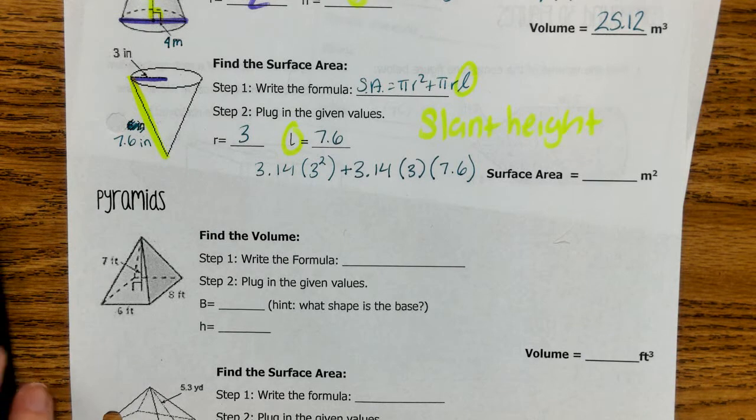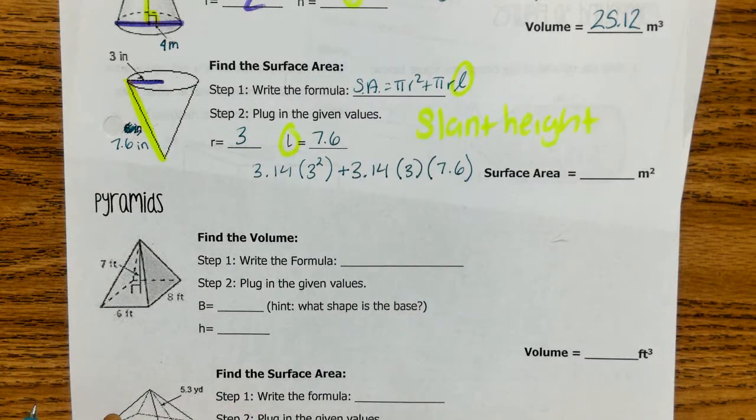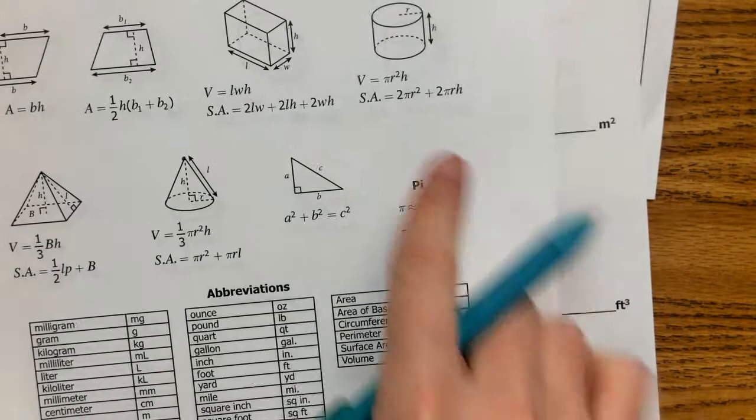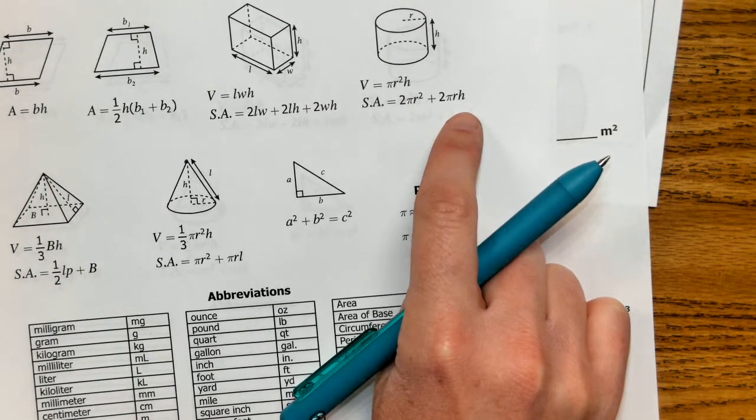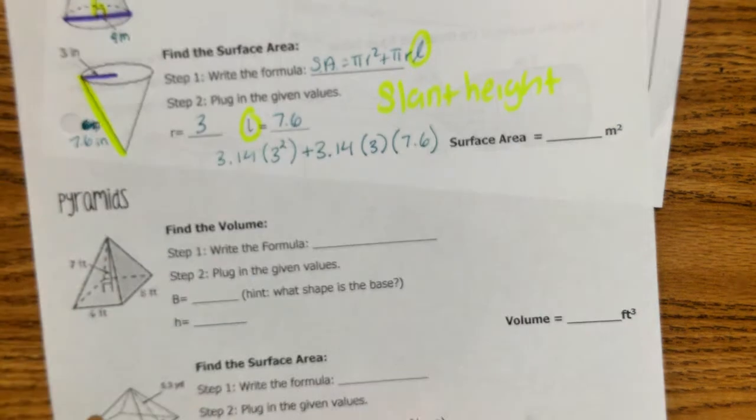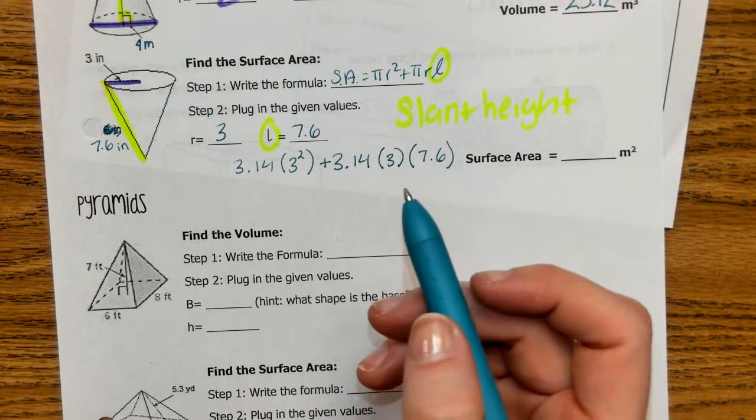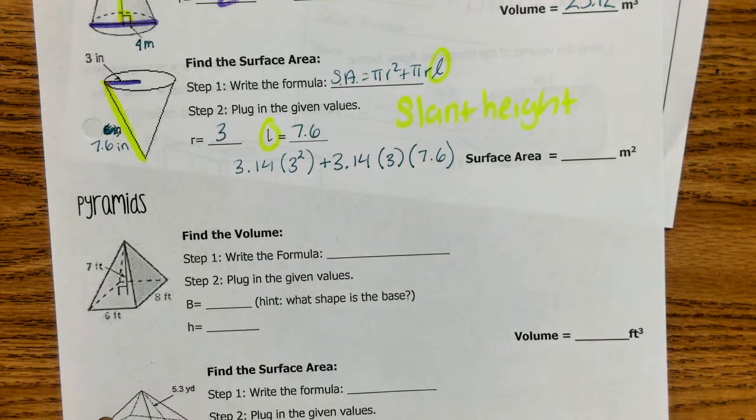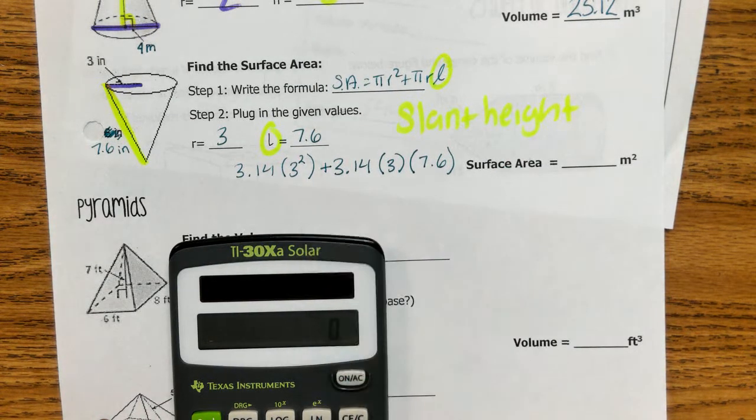Wait, so why are you using 3 again after we're using it one time? Because there is an r in your formula twice, just like your surface area formula for a cylinder. There's 2 pi r squared and 2 pi r h. Use r twice. So this problem now, you can again do it in your calculator all across, but I like to pause anytime there's an addition sign.